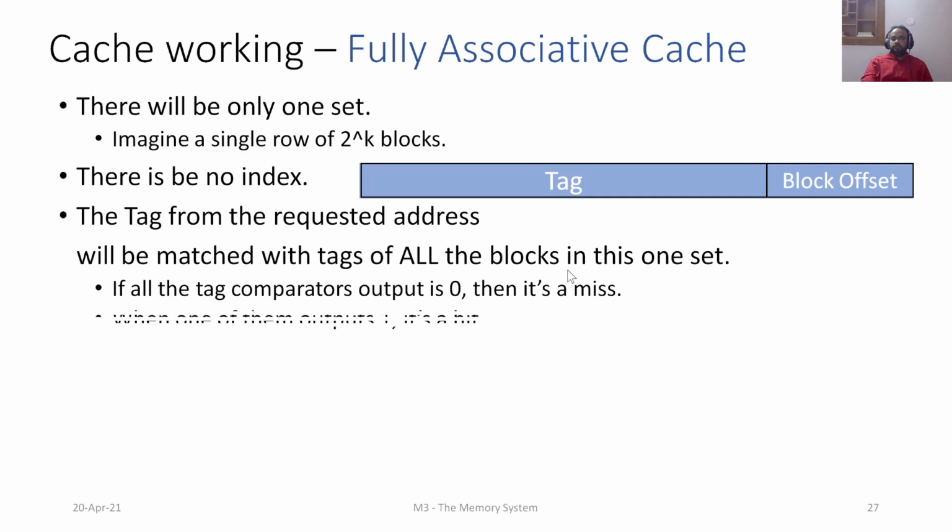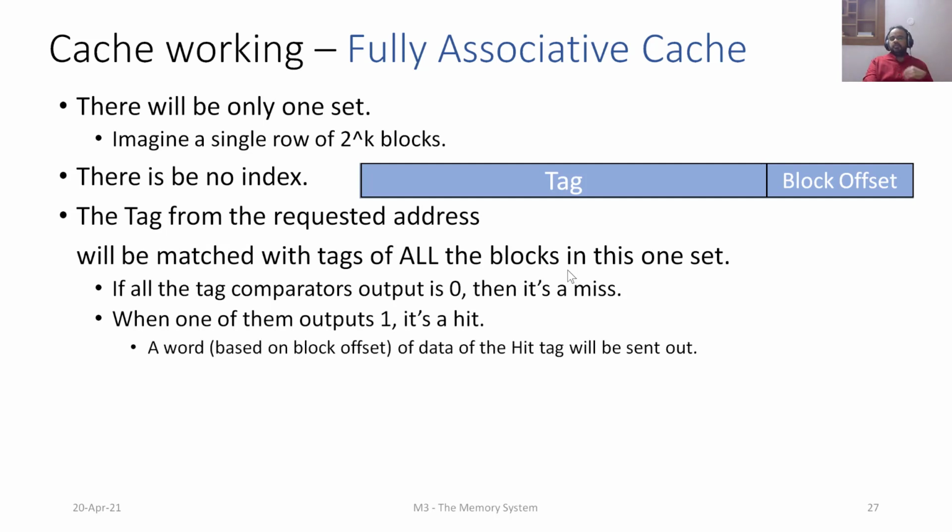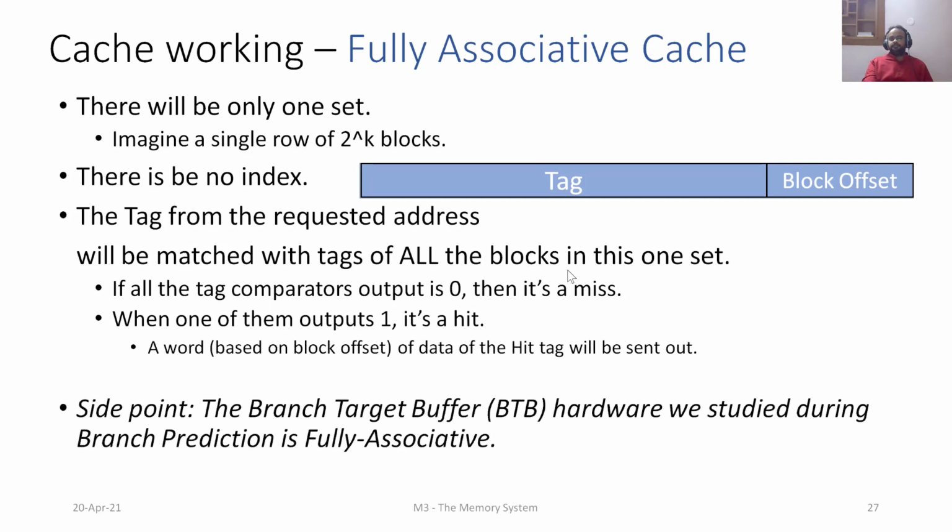So when one of the blocks says that it is a tag match, its data array entry will be read, and similar to the previous two cases, the block offset is used to identify the exact word and forward it to the processor.